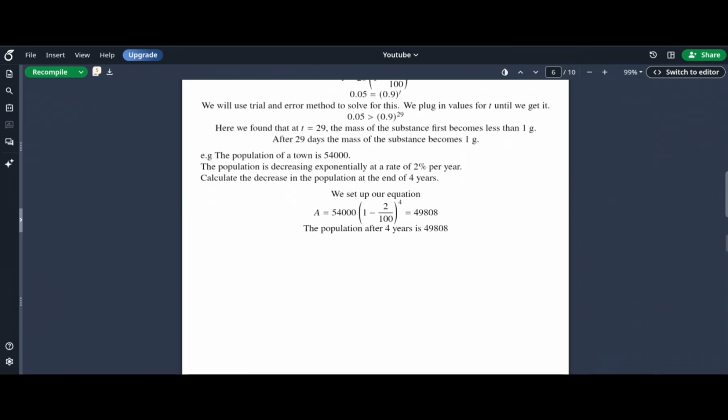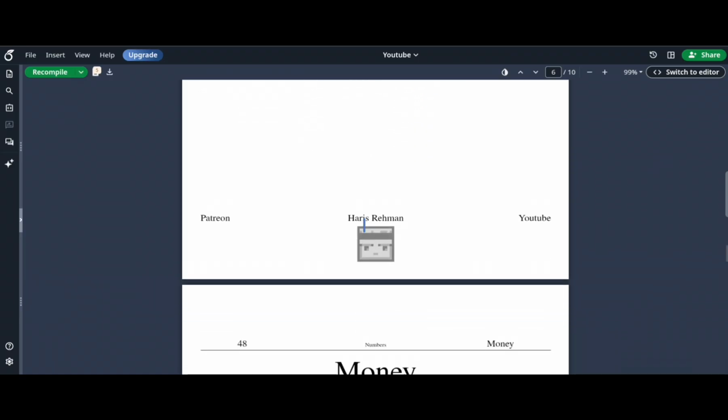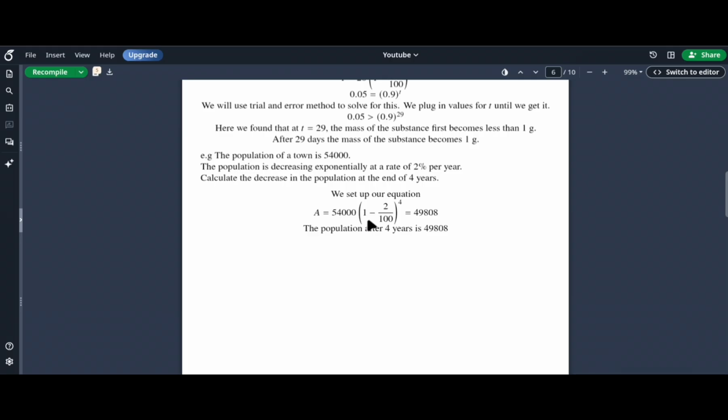The population of a town is 54,000. The population is decreasing exponentially at a rate of 2% per year. Calculate the decrease in the population at the end of 4 years. Okay, so 54,000 minus, because it's decay, 2% per year, time period is 4, and we get this value. Very easy. So that was exponential growth and decay in the percentages chapter.